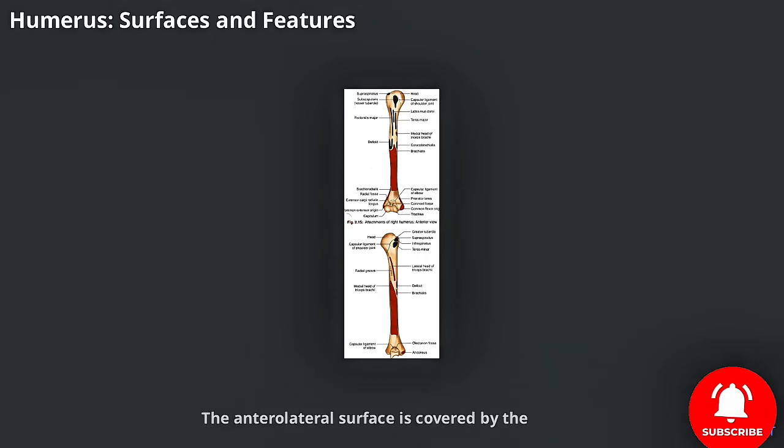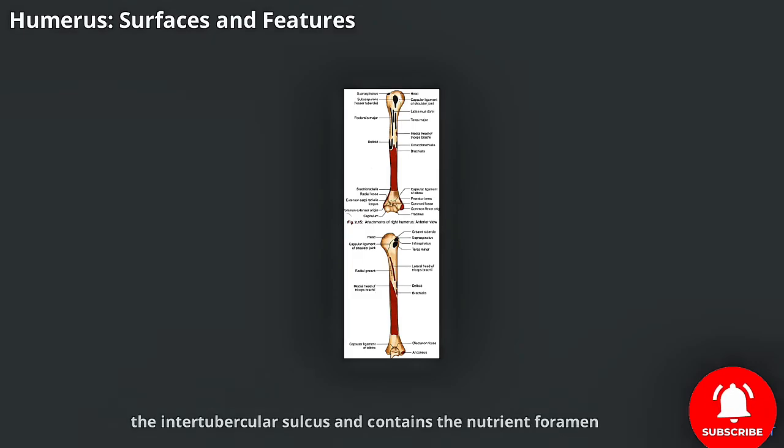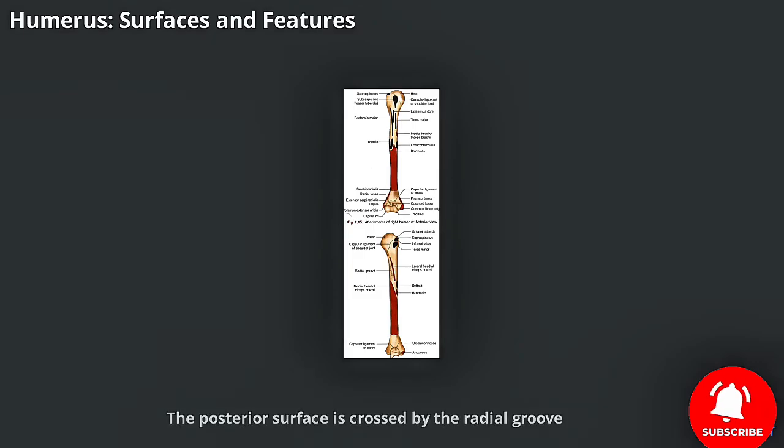The anterolateral surface is covered by the deltoid and marked by the deltoid tuberosity. The anteromedial surface forms the floor of the intertubercular sulcus and contains the nutrient foramen. The posterior surface is crossed by the radial groove, which is important for the passage of the radial nerve.